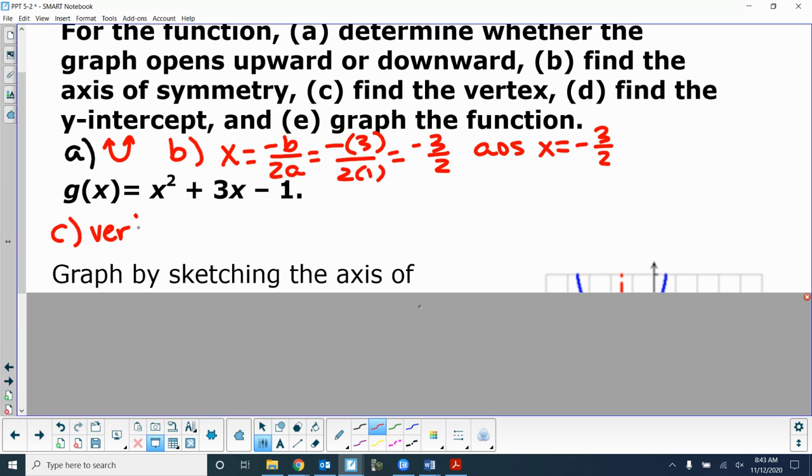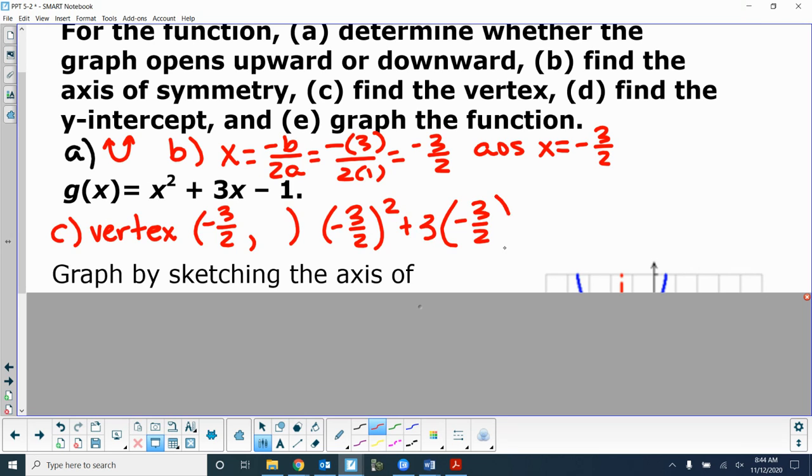C is the vertex. This number we got for the axis of symmetry is the x value of the vertex, because the vertex sits on that axis of symmetry, right? So those x values are the same. So what I do then is I plug negative 3/2 in for x to find the y value of the vertex. Okay? So you just put it in your calculator.